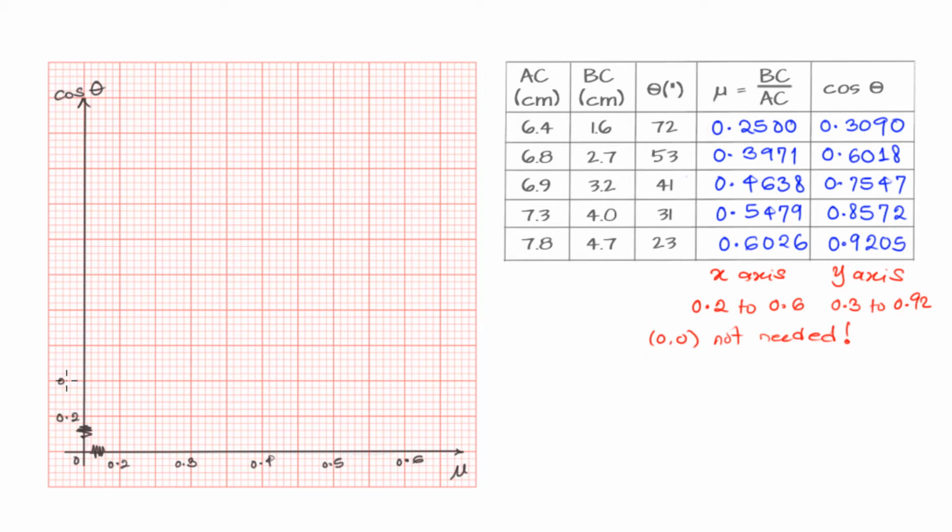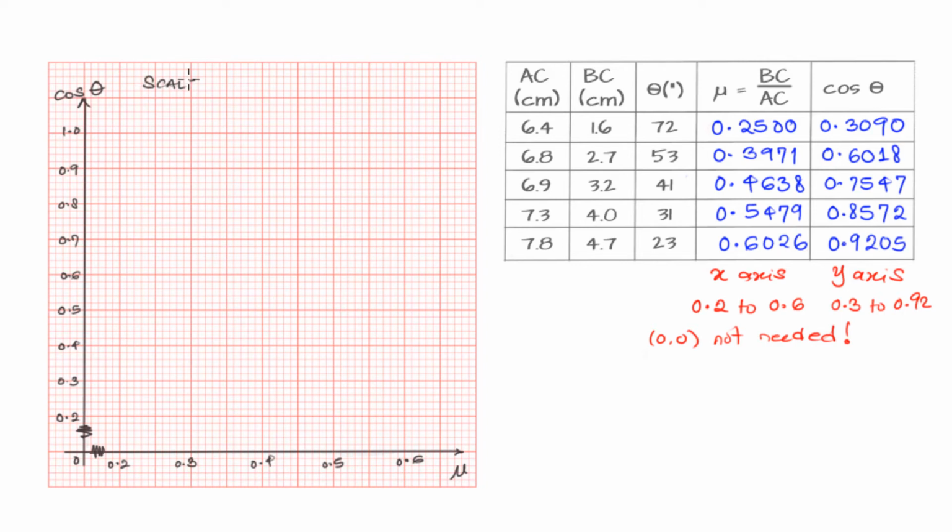Now, moving on to the cos theta axis, I want to have the least value to be 0.2, okay? But in this particular case, if I scale in a difference of 0.1, I have 0.2, 0.3, 0.4, I can see that that will cover the scope of what I want to put on the graph. I have 0.2, I have 1.0. That is also covering my values on the cos theta axis. So already I have my scale.